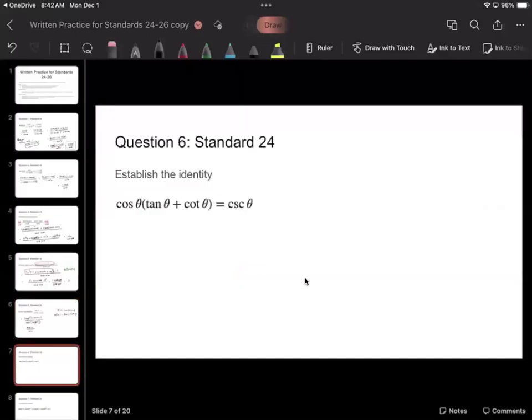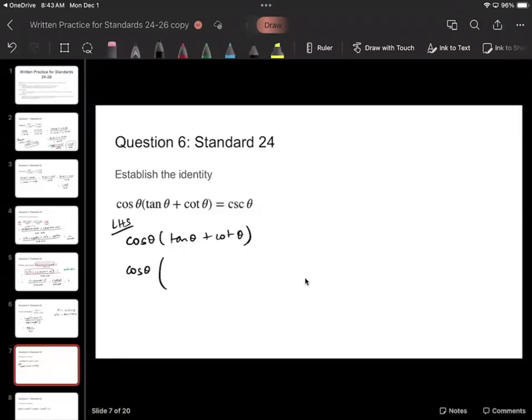Okay, establish the identity. When you're establishing the identity, you just pick one side that you want to work on, either the left or the right side. I'm going to use the left hand side. So I'm just going to write that expression. I'm not going to write both, okay? I'm going to write only one side, whichever side I want to work on, and I'm going to simplify that side and make it show that it is equal to the other side, okay?